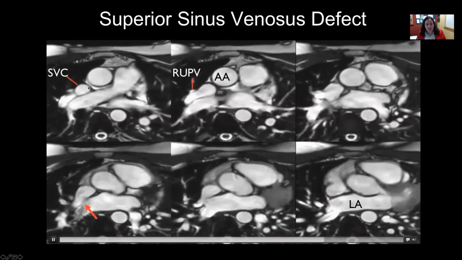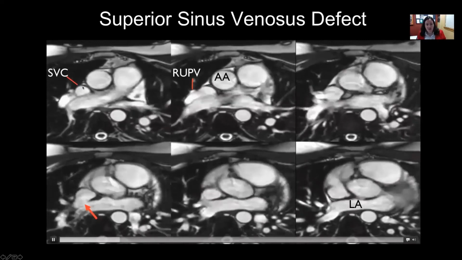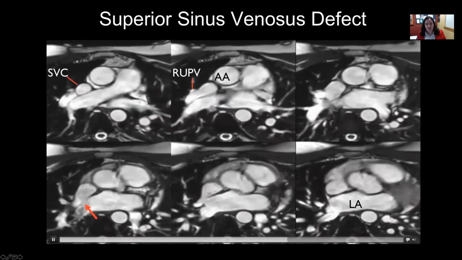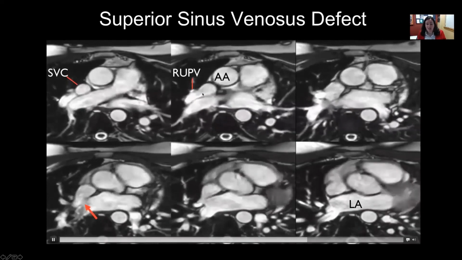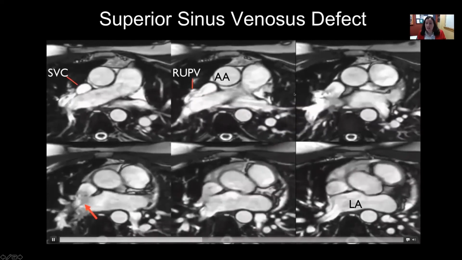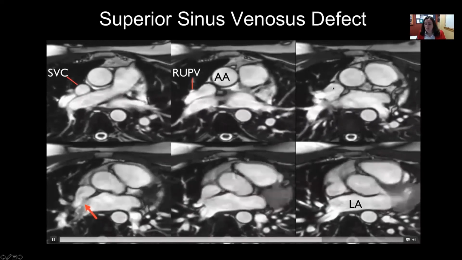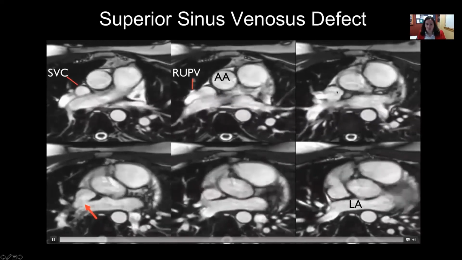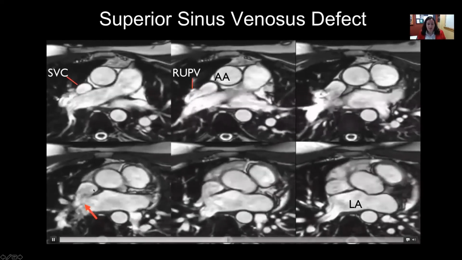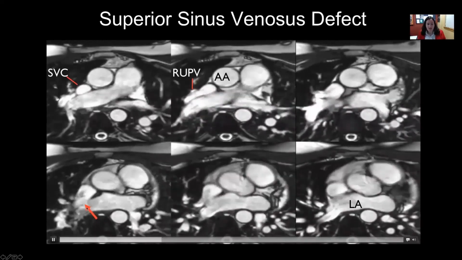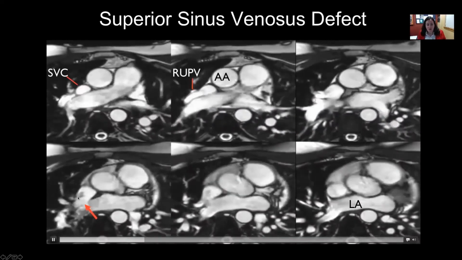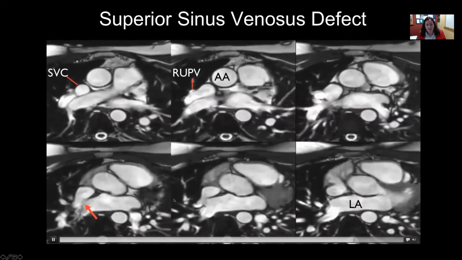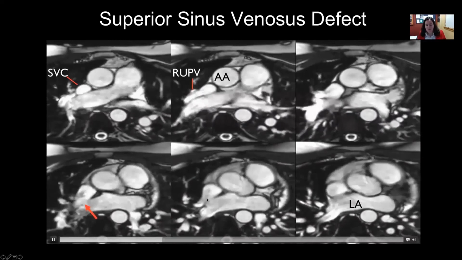Here's the right-sided superior vena cava here. And the first thing you notice is that the right upper pulmonary vein is draining directly to that superior vena cava. As we continue to go inferiorly, focus on this superior vena cava into the right atrium, and here you'll see this red arrow is pointing to a dropout of the back wall of the superior vena cava. And in fact, this is the sinus venosus portion of the heart.